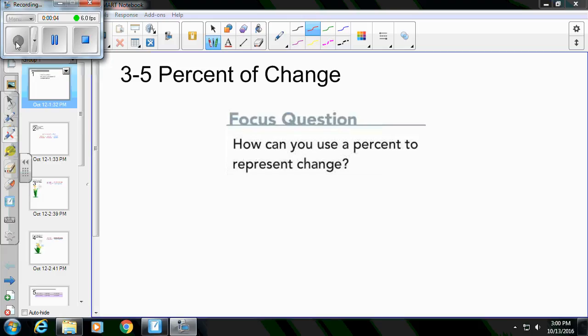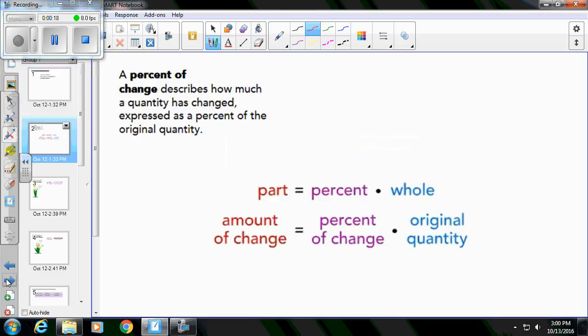Here we are again. Welcome to percent increase and decrease, or more commonly known as percent of change. So our focus question today: how can you use a percent to represent change? So let's talk about percent of change.